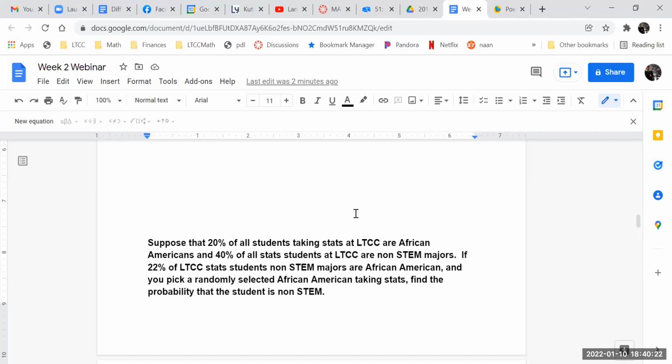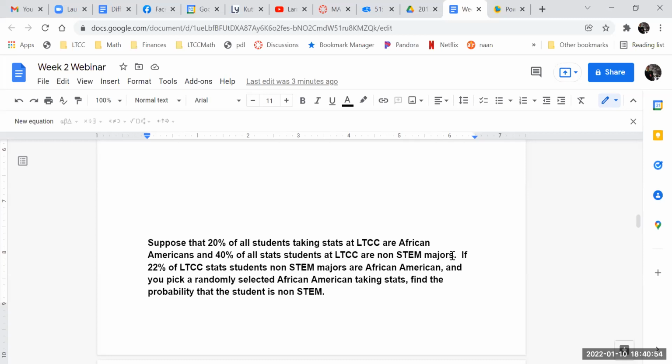Suppose that 20% of all students taking stats at Lake Tahoe Community College are African Americans. And 40% of all stat students at LTCC are non-STEM majors. By the way, don't quote me on this. I made these numbers up. The only time you can quote me on numbers like this is if I give you a source. Otherwise, I make it up, trying to make the numbers nice, so we don't have to be scared of the numbers.